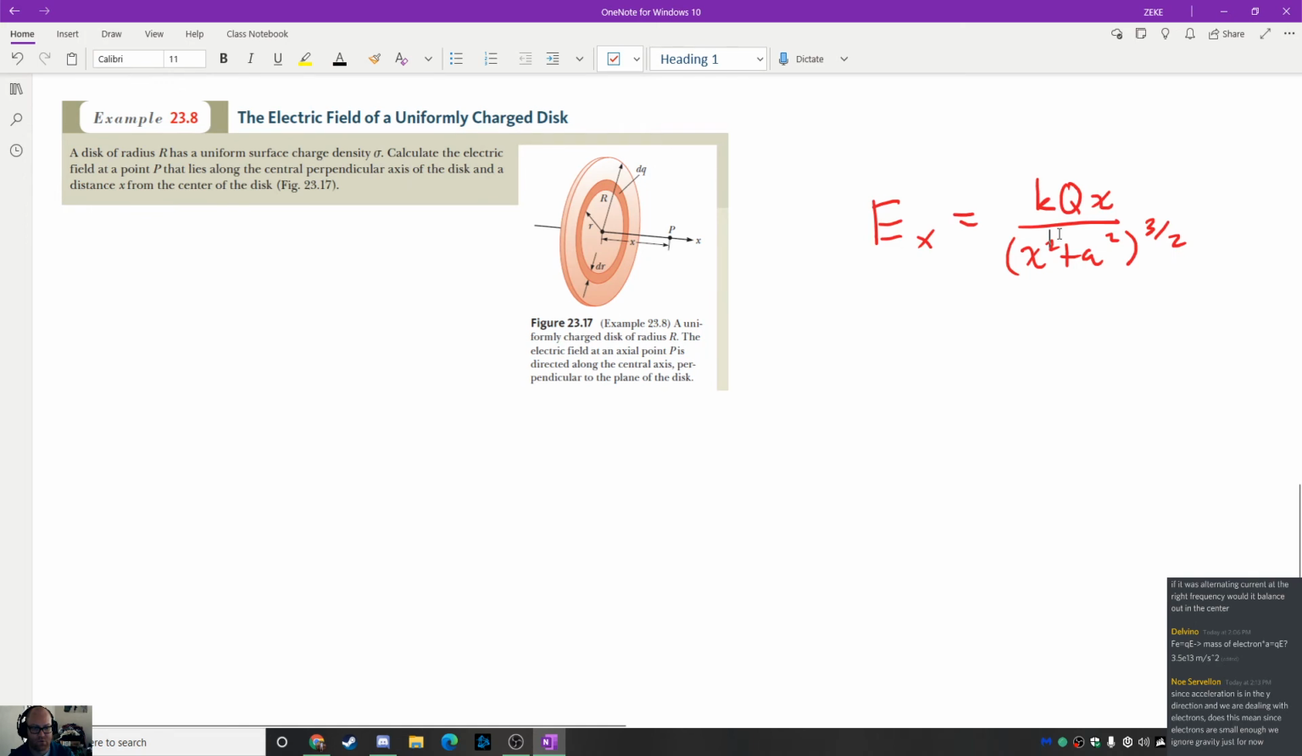Okay. So that was our solution from last time. Let's zoom out a little bit, so it's not so big. And we want to use that solution for the ring to solve the disk.